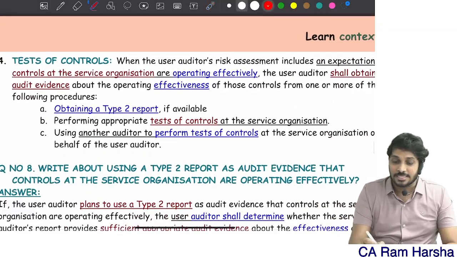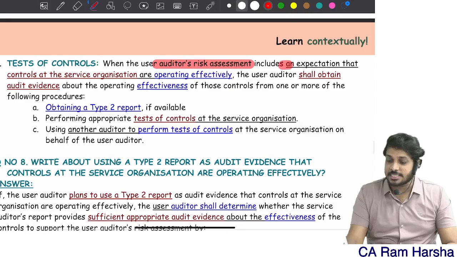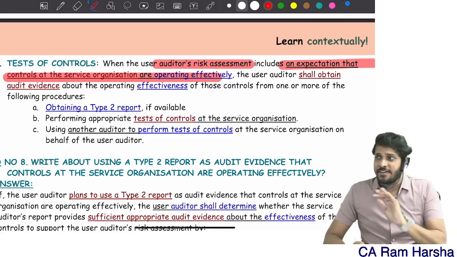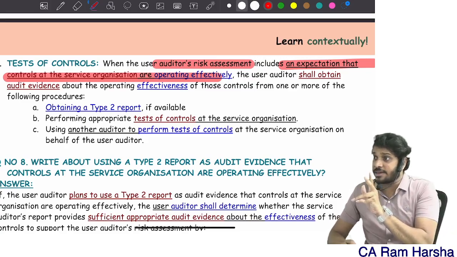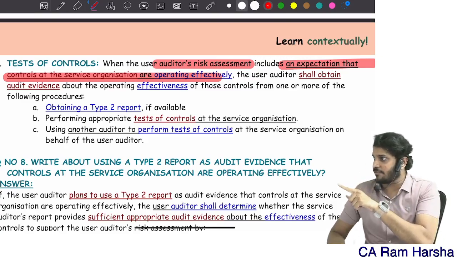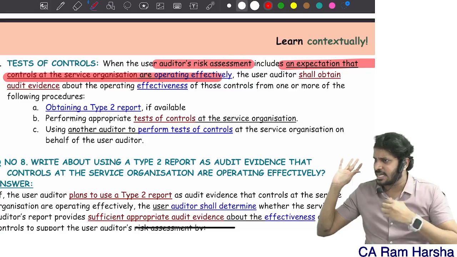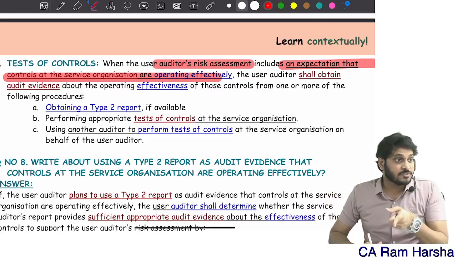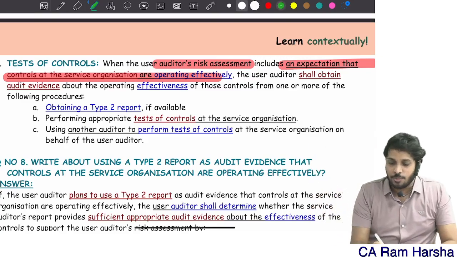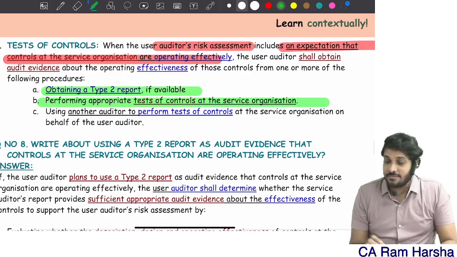In some cases, if the auditor's risk assessment includes an expectation that controls are operating effectively, the auditor will verify operating effectiveness. Generally, when there is a legal requirement under the Companies Act, then he will verify. Otherwise, he himself feels that it is necessary. Generally, when there is an IFC operating effectiveness requirement, then you will verify. So what will you verify? You will obtain a type 2 report.